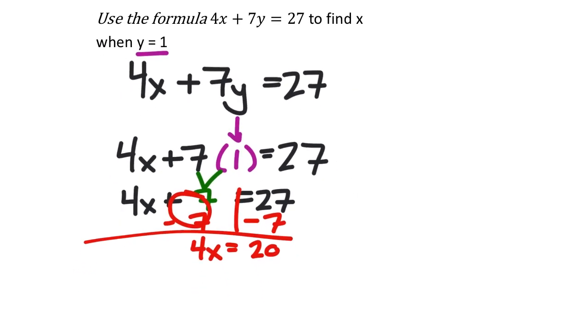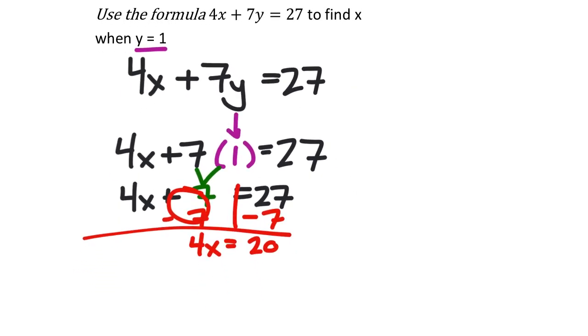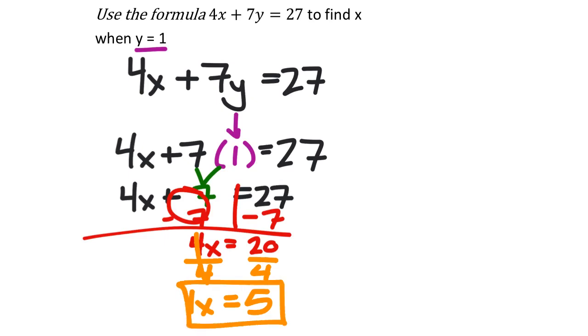And to solve this, I don't want 4x's, I want 1x's. So I'll just divide both sides by 4. And that shows a 1x right there. 1x equals 20 divided by 4, which is 5. And that should be our answer right there.